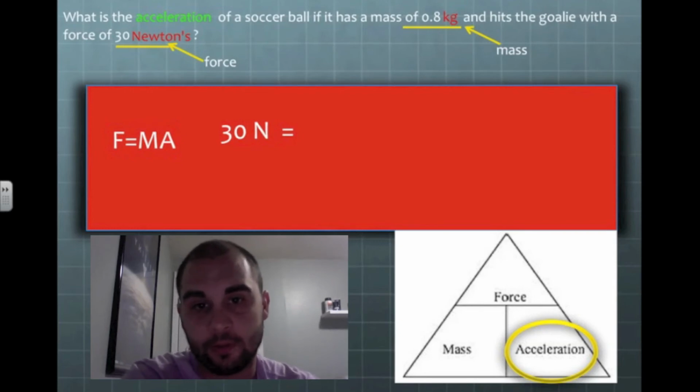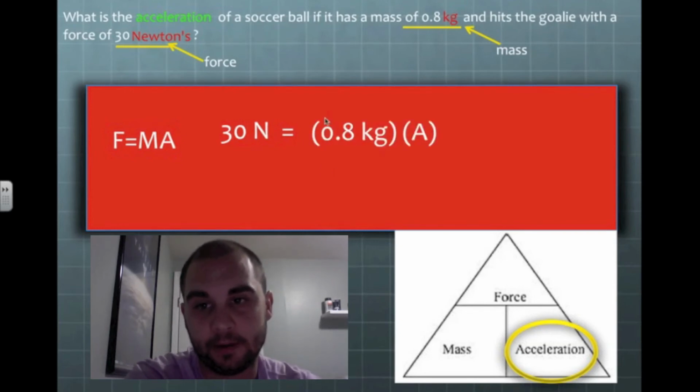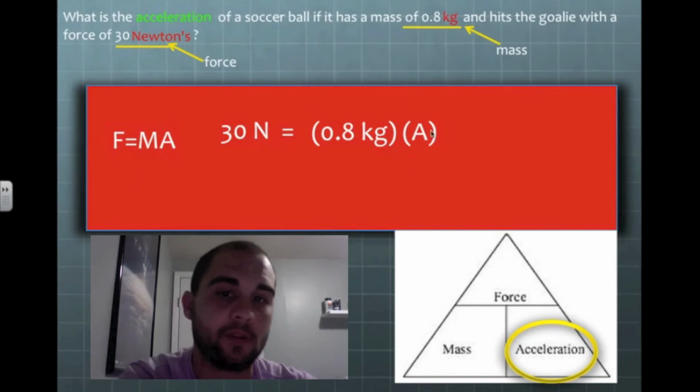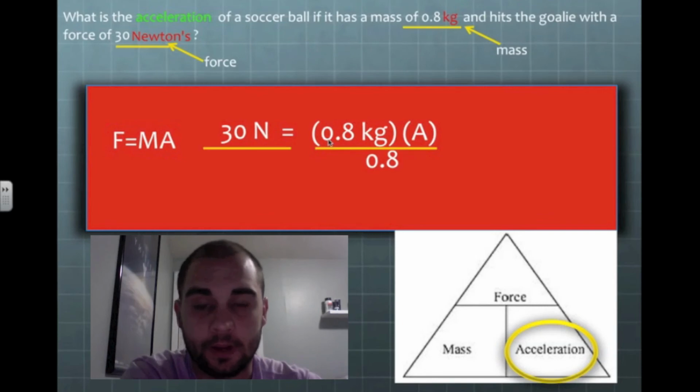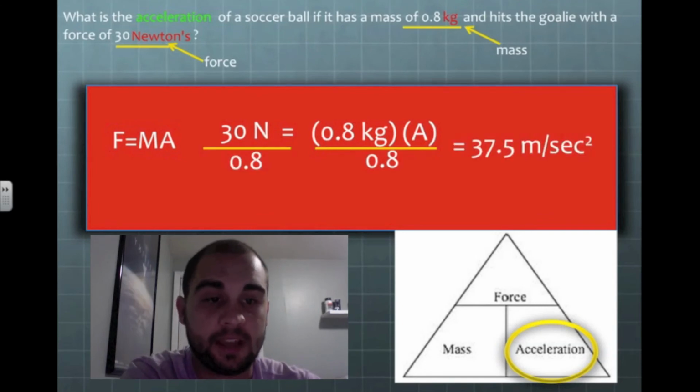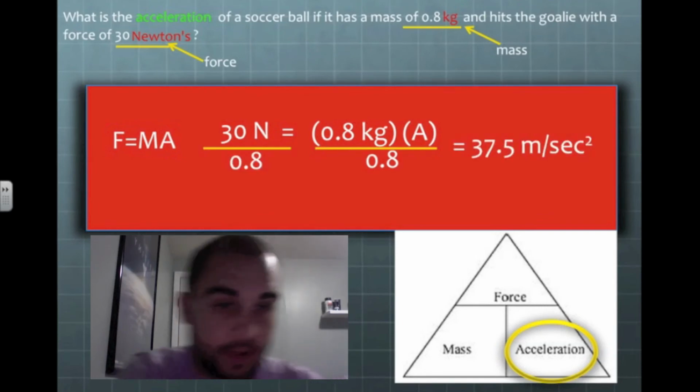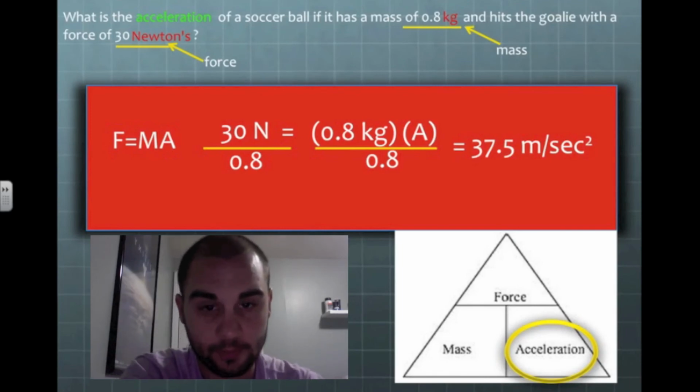So it's going to be 0.8 kilograms for my mass here, times A. I'm going to put a placeholder there because I'm solving for A. Now I need to get that A by itself, so I'm going to divide both sides by 0.8. When I do that, I get 37.5 meters per second squared, and that's my acceleration for that problem.